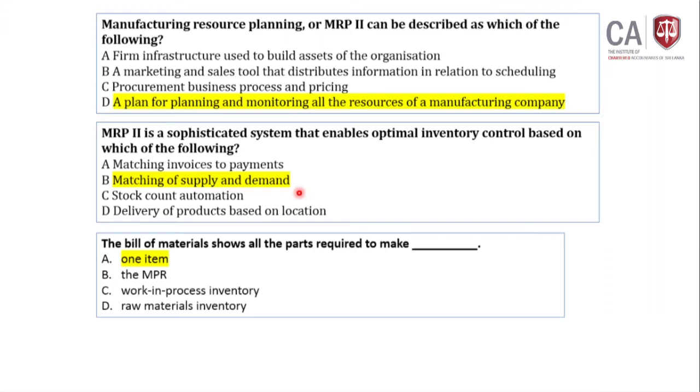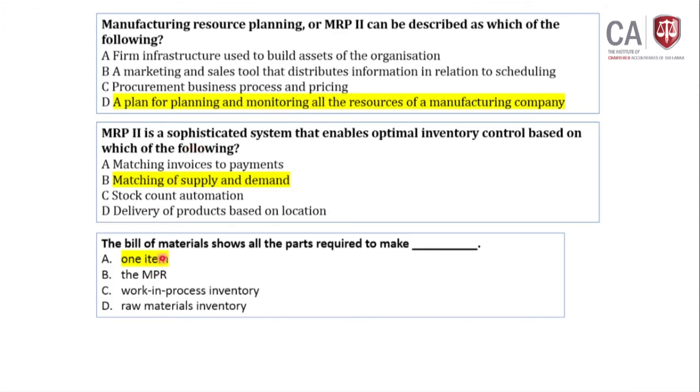So, let us say in next January, December, we may need more products to be placed in the market because there can be more sales in December. Then you are planning the inventory based on that target. So, based on the supply and demand in December, you are planning the inventory. So, your inventory will be controlled based on that matching.